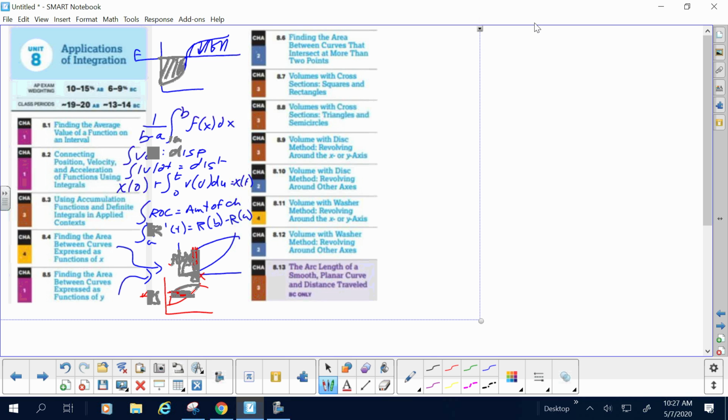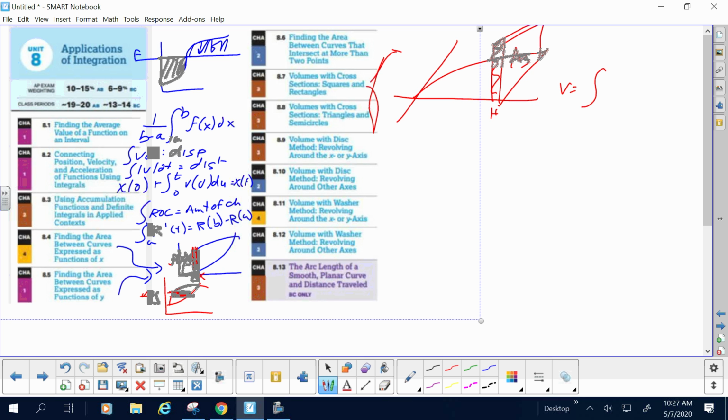Multiple areas, you're good. Volume of known cross sections. Remember, for all these, when you do cross sections, it's prisms. So this is the height of the prism, this is the area of the base. So the volume is area of the base times the height. The height is either dx or dy, depending on if the cross sections are perpendicular to the x-axis or perpendicular to the y-axis. Draw a picture, all right?